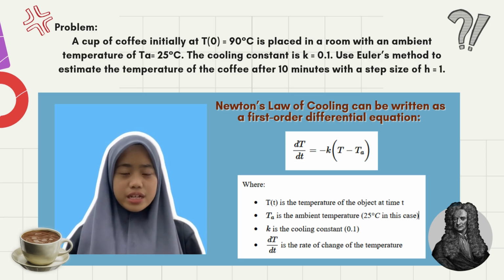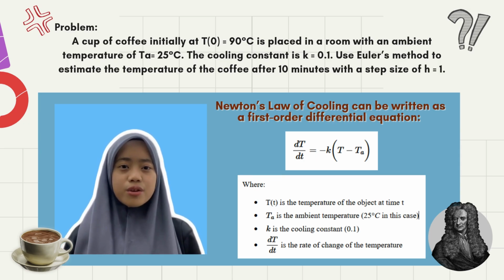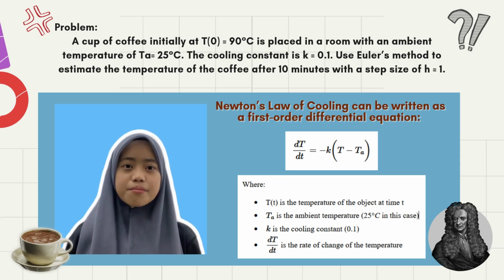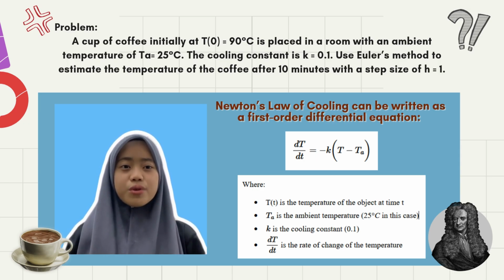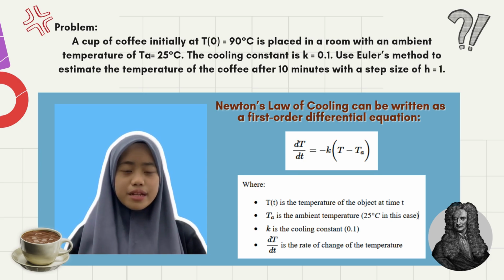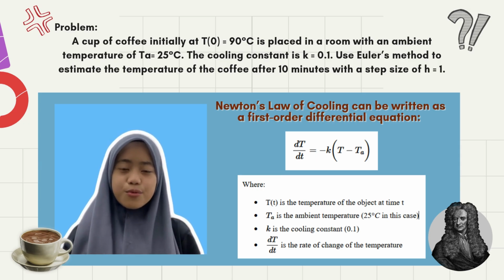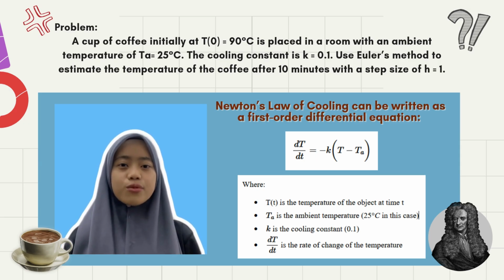Newton's law of cooling. The problem: a cup of coffee, initially T0 equal to 90 degrees Celsius, is placed in a room with an ambient temperature of TA equal to 25 degrees Celsius. The cooling constant is k equal to 0.1. Use Euler's method to estimate the temperature of the coffee after 10 minutes with a step size of h equal to 1. On the right, we have Newton's law of cooling, a first-order differential equation.